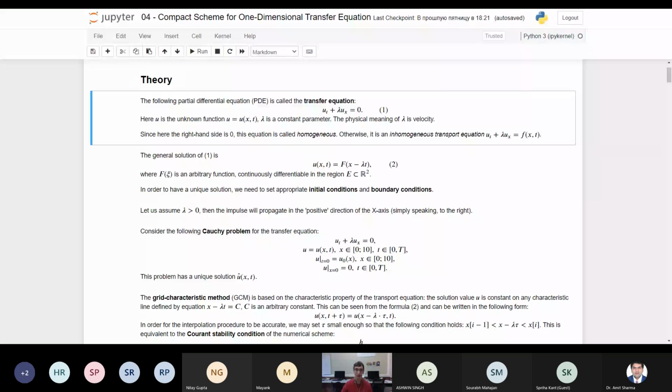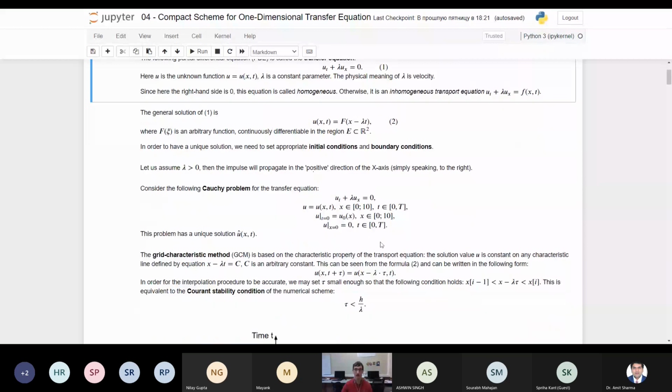And we can consider the Cauchy problem for the transfer equation 1. So we have the original differential formulation of the problem. Time changes from 0 to some t, and x here is in the line segment from 0 to 10, but obviously we can choose arbitrary bounds of the region.